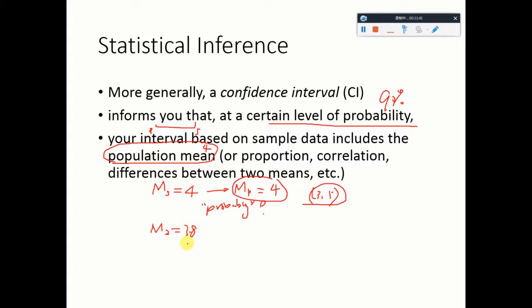So it could be 3.8, okay? And you keep on drawing more samples, and this time you have a sample mean of 5.2, and you draw 100 samples so that you have 100 sample means. And the last sample mean, the 100th, will be, let's say, 6.3. Okay.